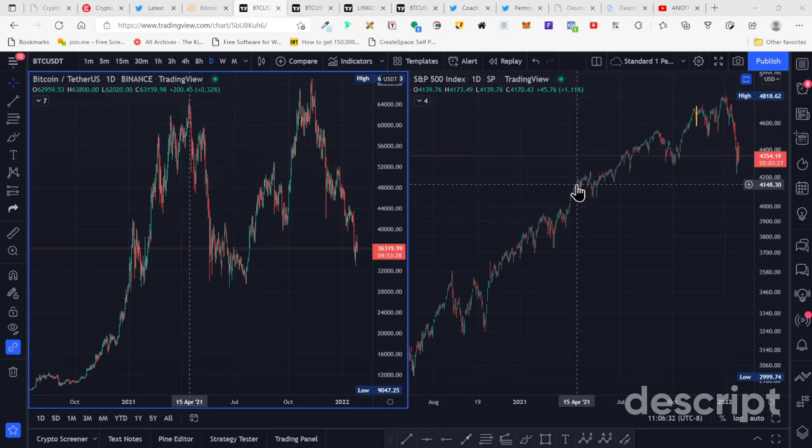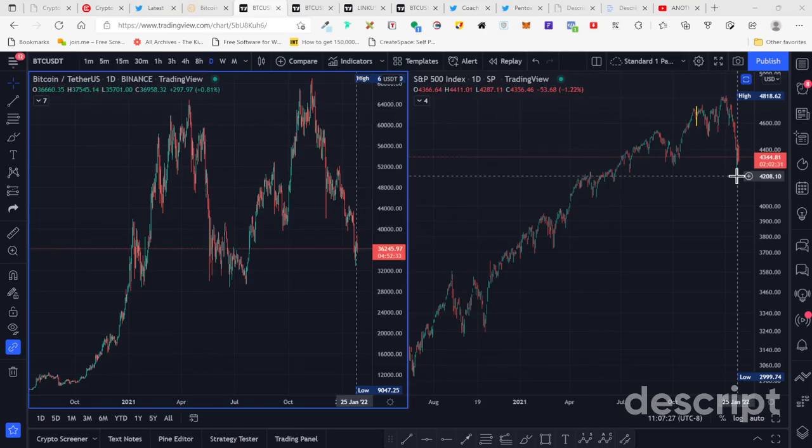Now, we've been talking a lot about the S&P 500 being correlated to Bitcoin, and it is correlated, and it was very tightly correlated up until this point. But then all of a sudden we see Bitcoin take a crash, and we also see the S&P 500 go down a little bit. It's not a huge one. So how can we use this information to our benefit?